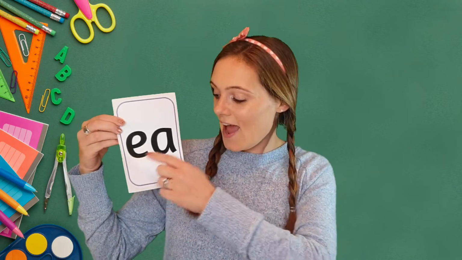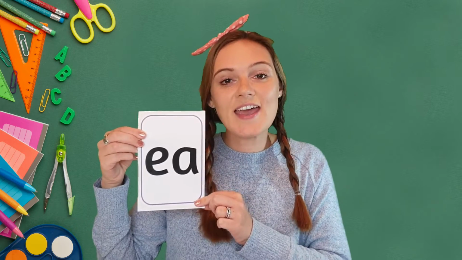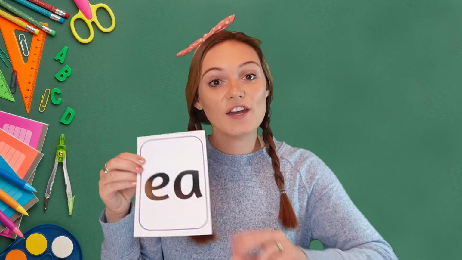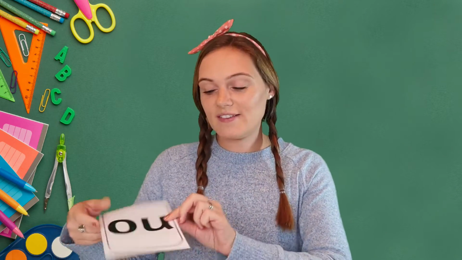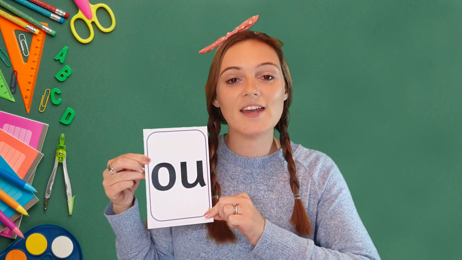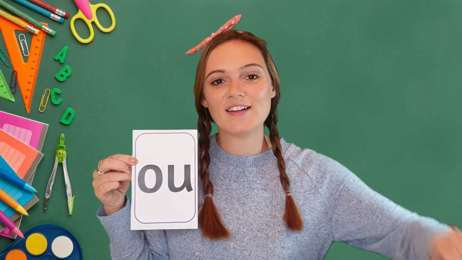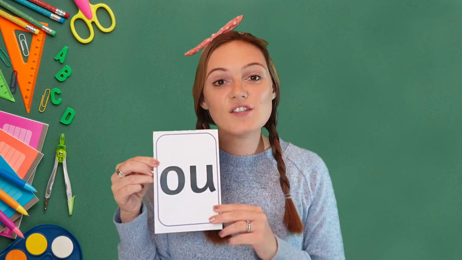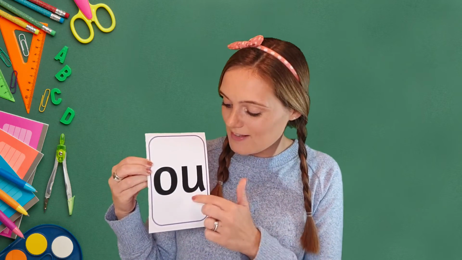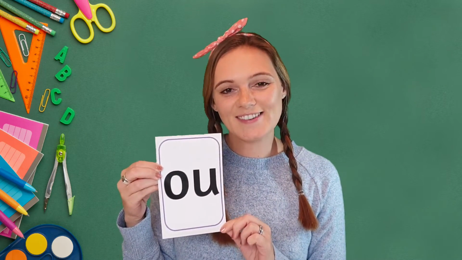A digraph is a sound that is made up of two letters. For example, the E and the A together make the E sound. This is the sound found in words such as heat and tea. Another example of a digraph is the ow sound. The O and the U together make an ow sound you'd find in words such as loud. Digraphs are sometimes referred to as special friends because the two letters together make the sound.